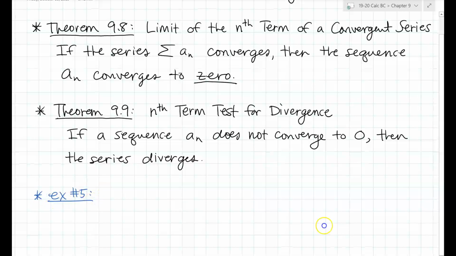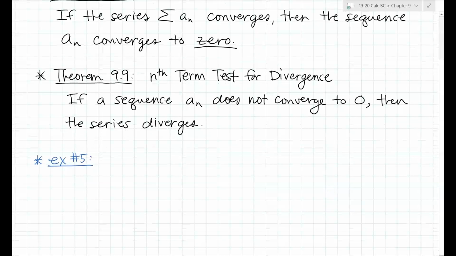Am I right on that? No, what is it? Oh, it is 5.